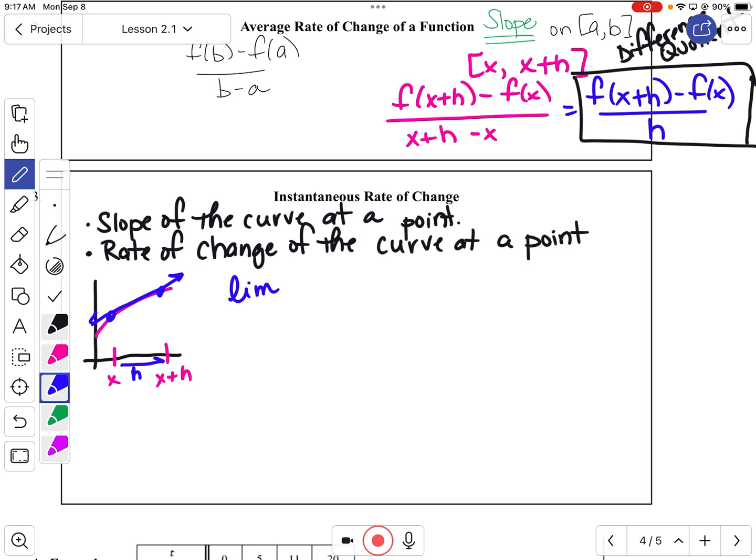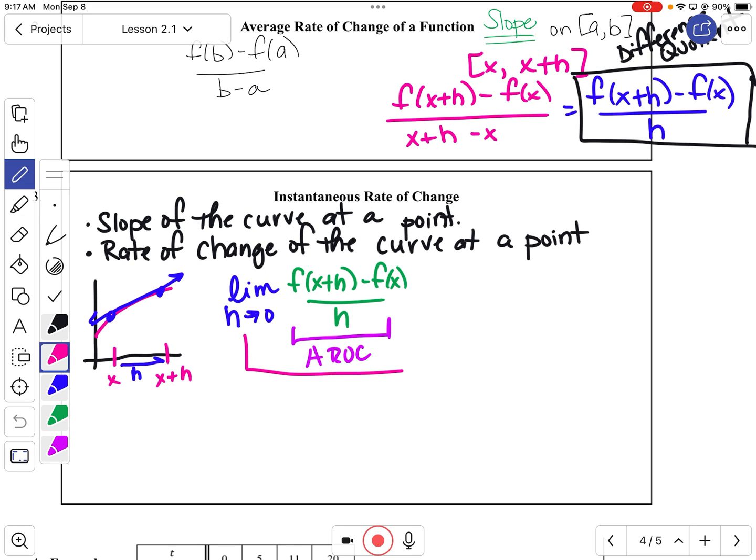So we would take the limit as h approaches 0, and we'd use the difference quotient. Okay, f of x plus h minus f of x all over h, right? The part inside is my average rate of change. When I add the limit, it makes it an instantaneous rate of change. Okay, so the difference quotient is the average rate of change. When we add the limit, that makes it instantaneous. We want the distance between them to be as close to 0 as possible. That's why we do a limit. Okay, so this is definition 1.